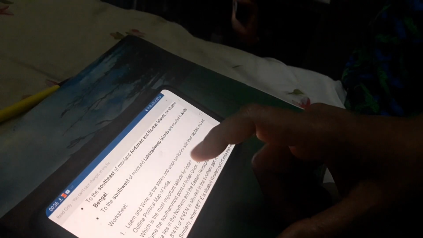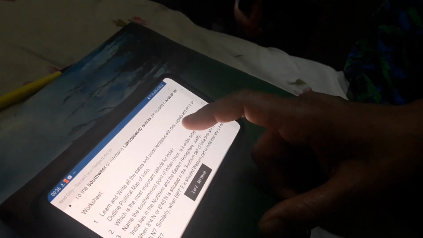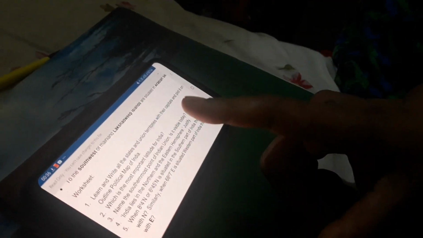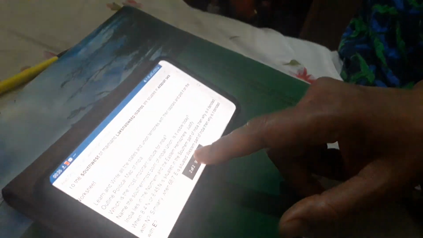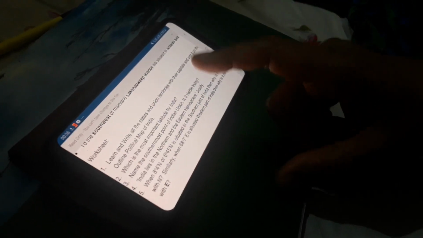Based upon this, I have given some work as a worksheet. First of all, every student should know the names and the capitals of all the Indian states and union territories, and they should list them out in their copies with their capitals. And if you are having an outline map of India, it will be better to plot all the states with the capitals and union territories on that political outline map of India.